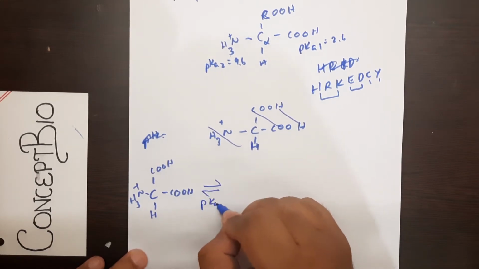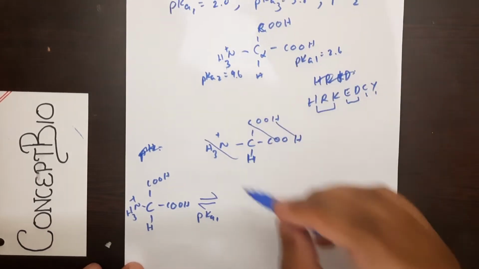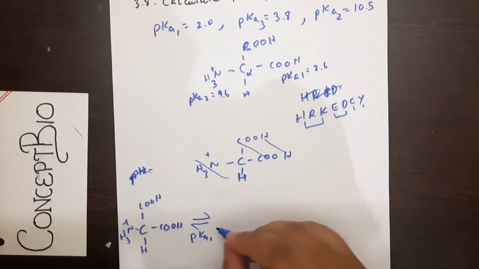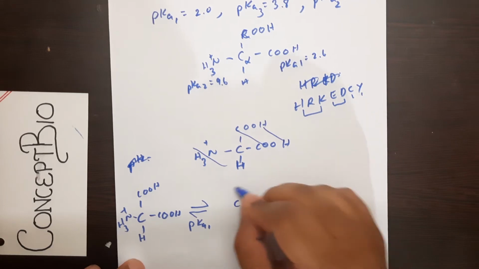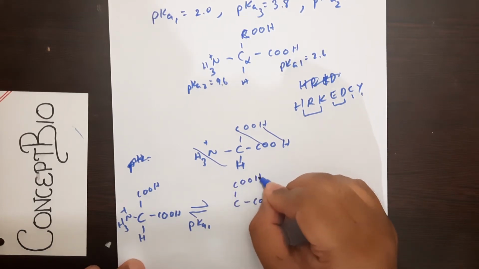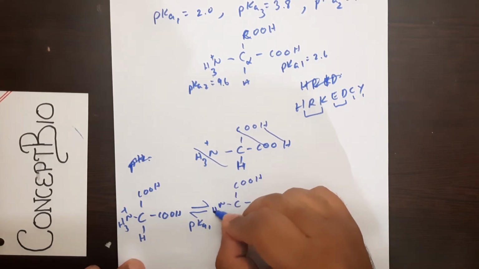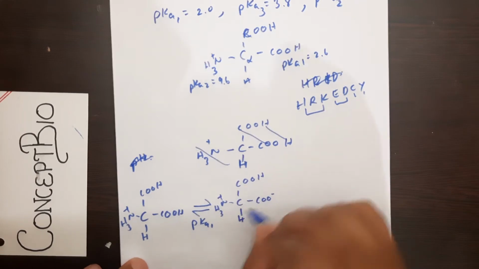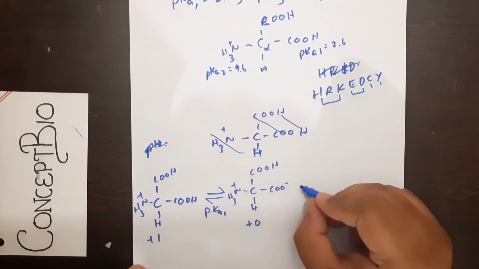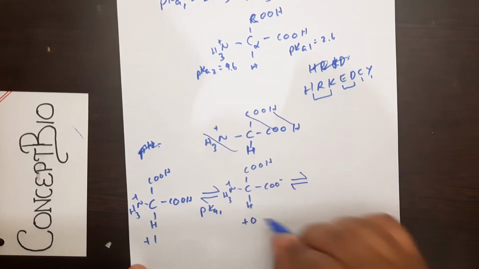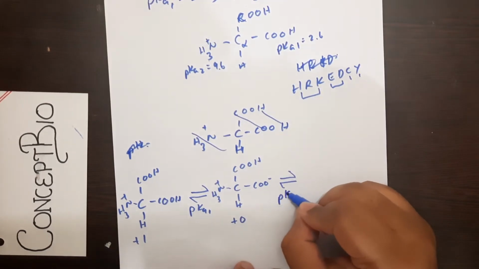Now pKa1. If we cross pKa1, which is 2.0, what would happen? Only the alpha carboxyl group would be removed. COO minus, COOH, NH3 positive, H. So net charge over here was plus 1. Net charge over here is plus 0. This is our zwitter ion already. pKa3.